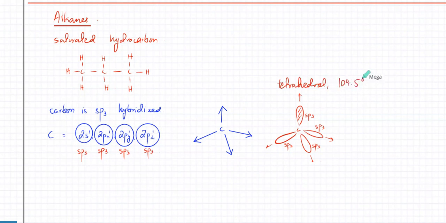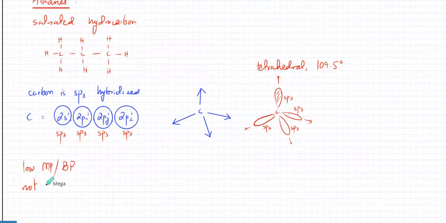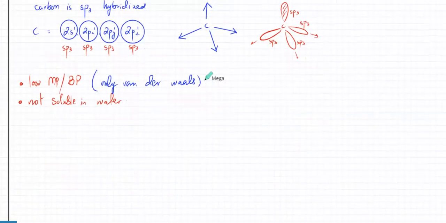That's the first thing. Now, alkanes, being nonpolar, are kind of unreactive. They have low melting and boiling points. So the physical properties are that they've got low melting and boiling points, and they are not really soluble in water, specifically polar molecules, because they are nonpolar. The reason they have low melting and boiling points is because they only have one type of force, van der Waals forces. The carbon and hydrogen bond doesn't have a huge electronegativity difference. So those are some of the properties.